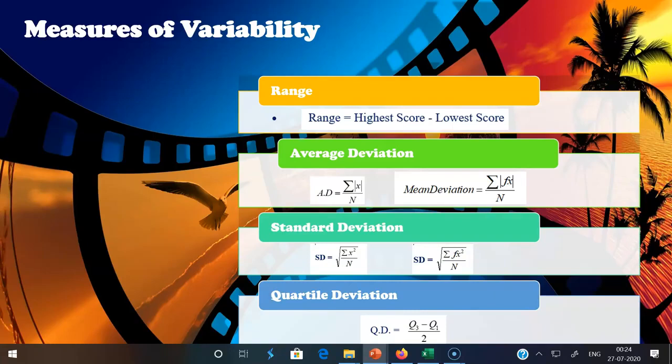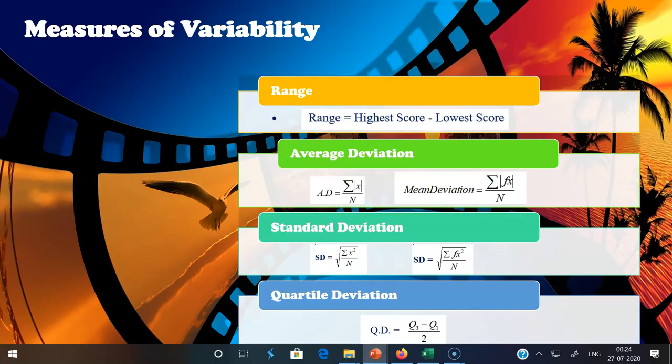The third of the measures of variability, I am going to highlight, is standard deviation. The standard deviation was first introduced by Karl Pearson. It provides a standard unit for measuring the distance of various scores from their mean.